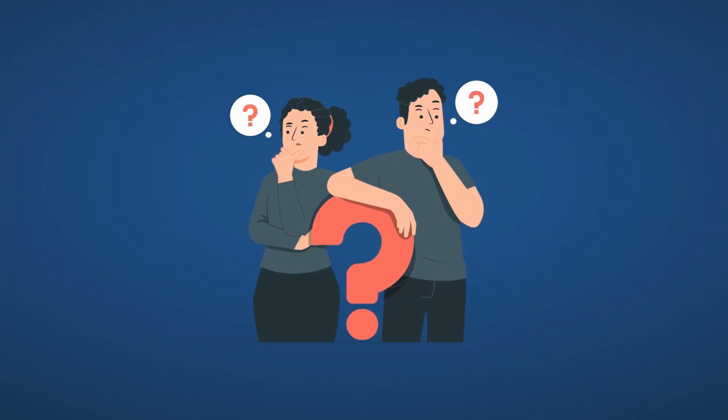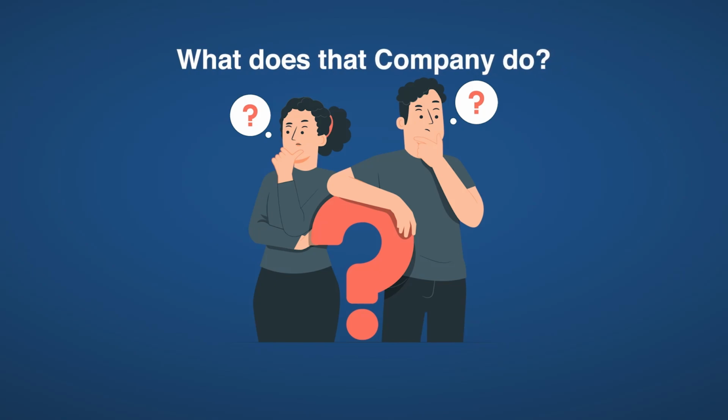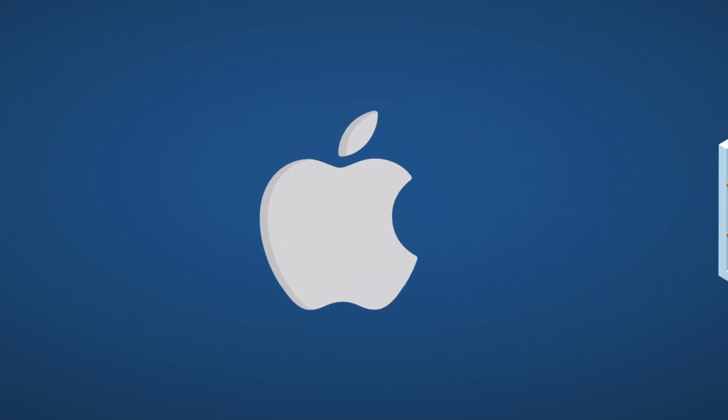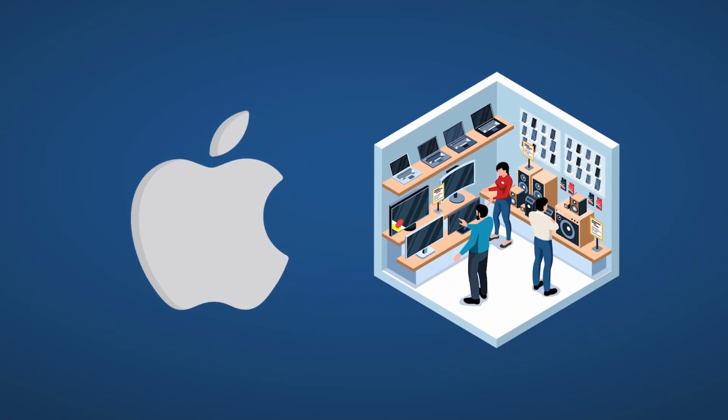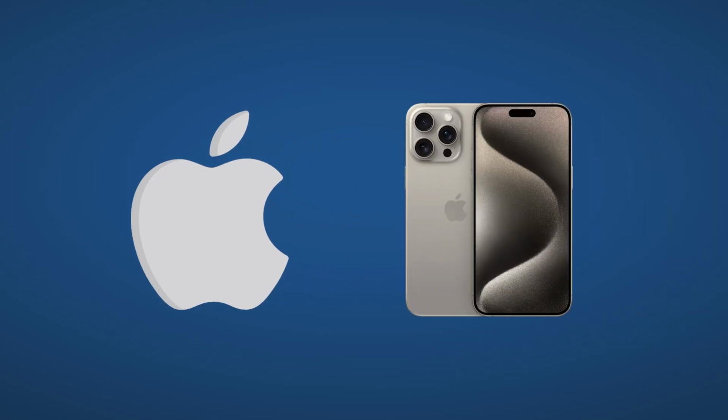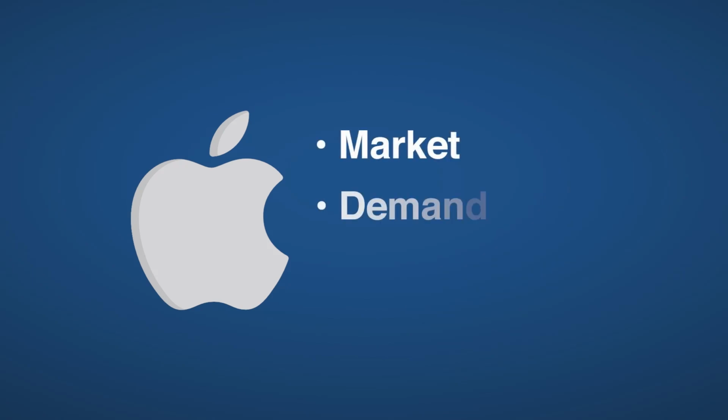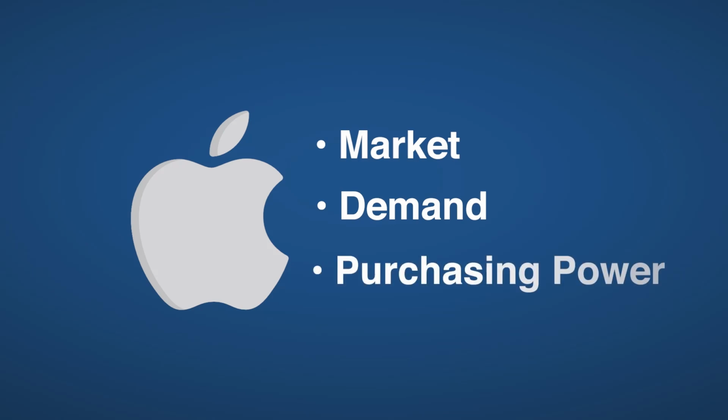Then ask yourself, what does that company do? For example, Apple produces electronic equipment such as mobile phones. How is the mobile phone market doing? Is demand high for such luxury items, or are there signs that the desire for such items is declining? And are there economic concerns where consumers can't afford to purchase that luxury product?